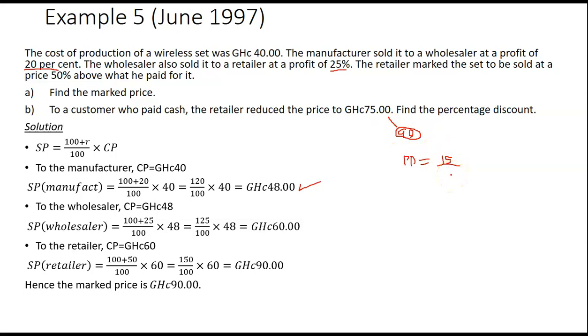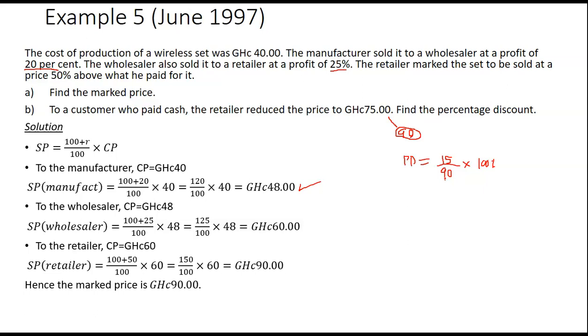15 over the original price. Discount given over the original price. What was the original price? The original price is 90. Times 100%. So you get the percentage discount. Kindly do 15 over 90 times 100. That gives you what? 15 over 90 itself is 1 over 6. And 1 over 6 times 100 is 16.66%.